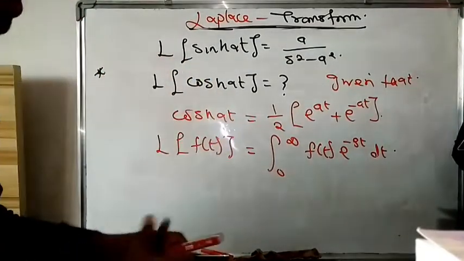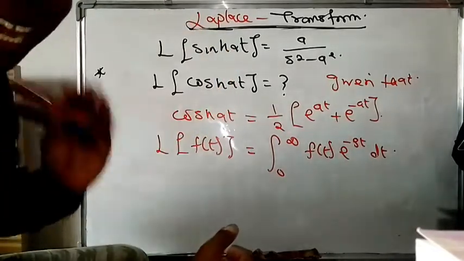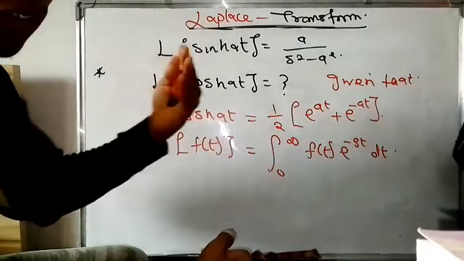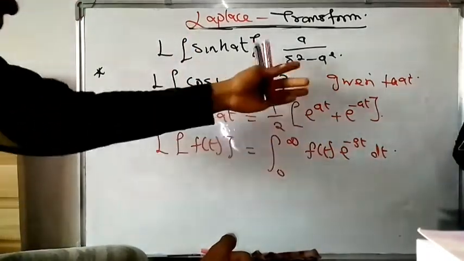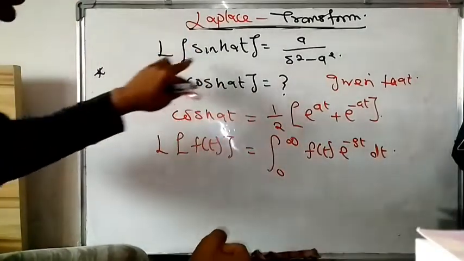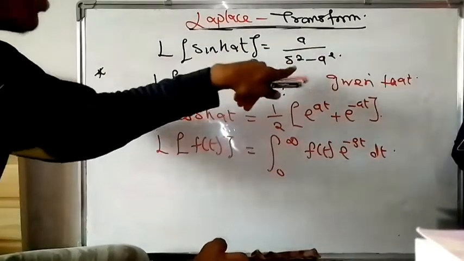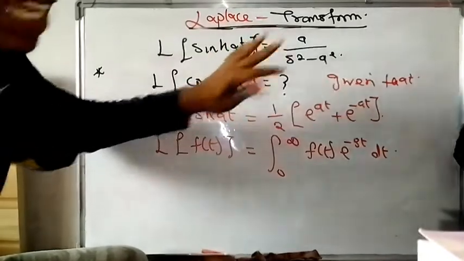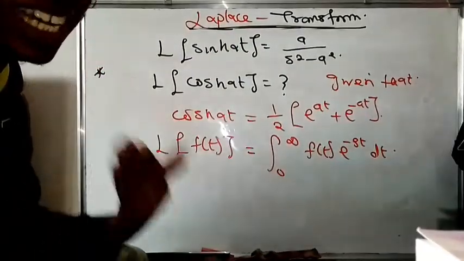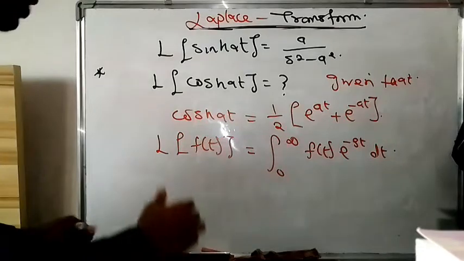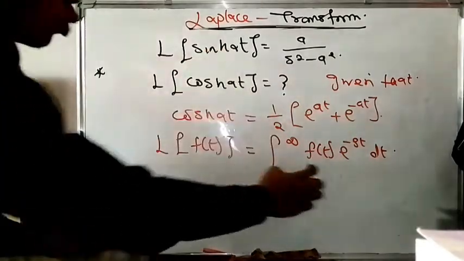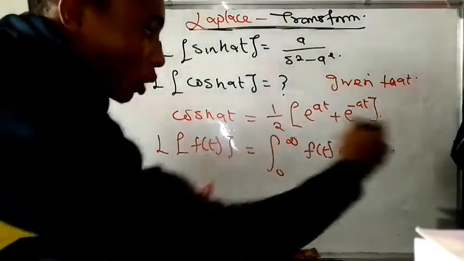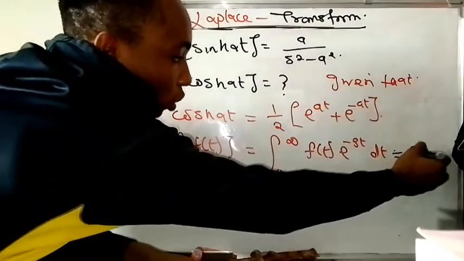Now you will have noticed that all the answers we have been getting in our last videos are always in functions of s. In our first video, we said the Laplace of a is equal to a by s, where a is a constant and s is a variable. In the last video, we said the Laplace of sinh at is equal to a divided by s squared minus a squared. You see that a here is a constant, which is a figure, but s here is a variable. So the Laplace of a function of t will eventually give me a function of what? s.